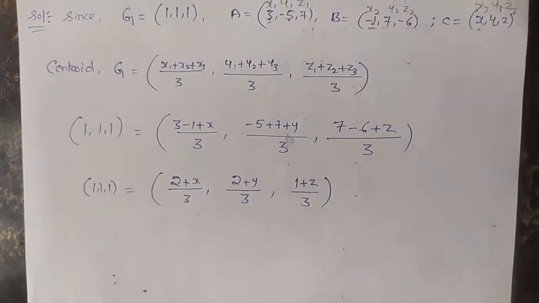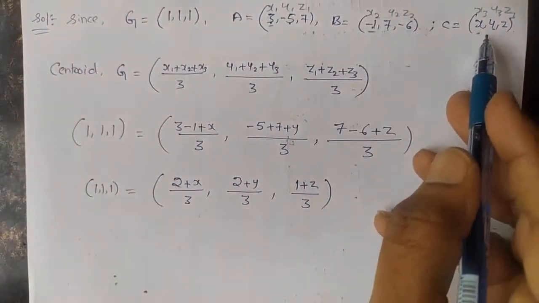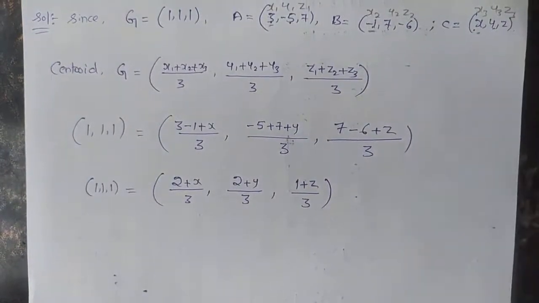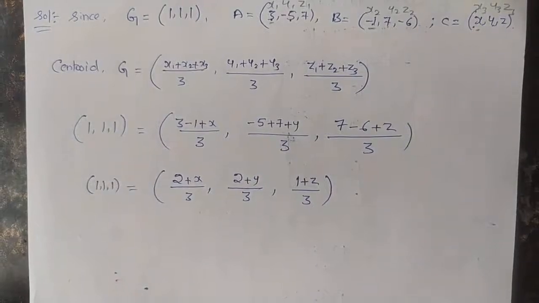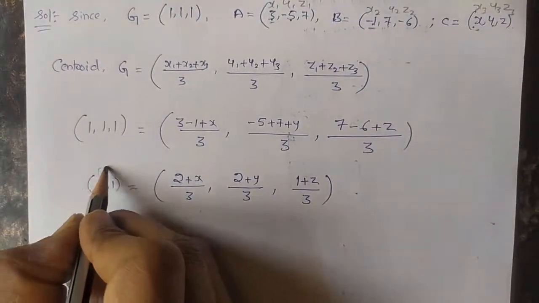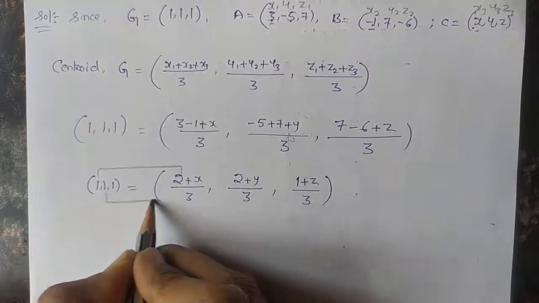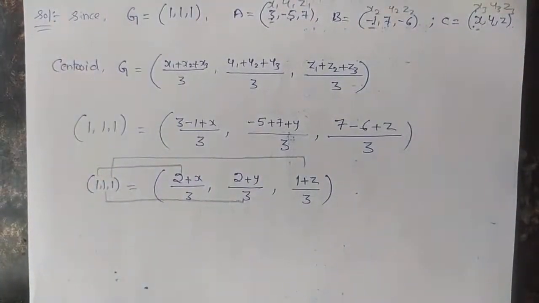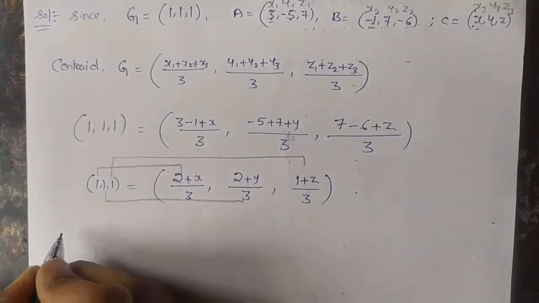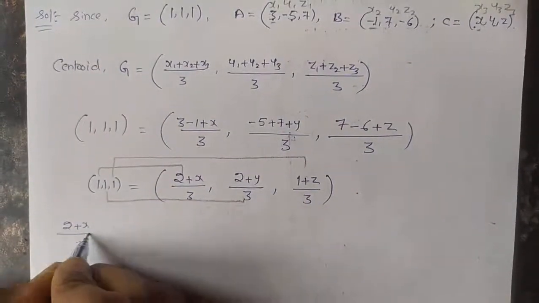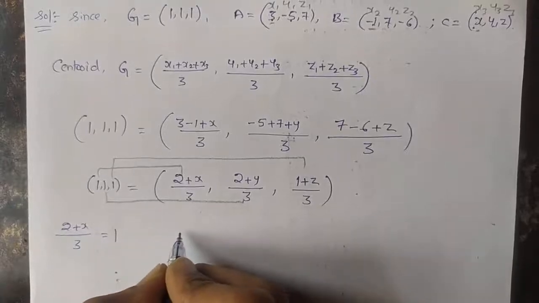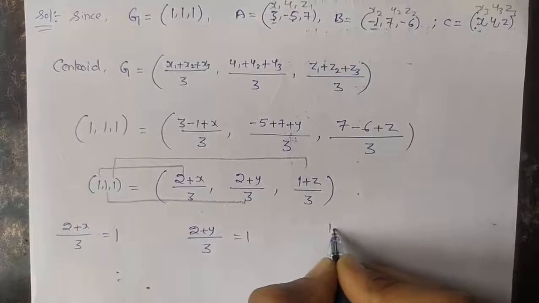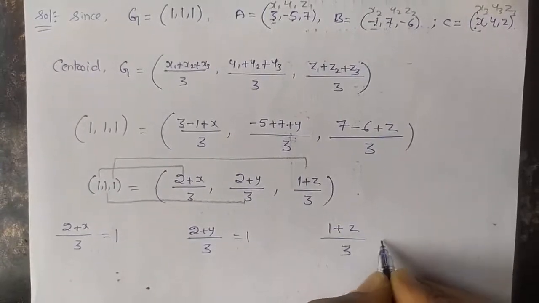We have to find the coordinates of the point C. Therefore we need to find the value of x, y, z, so you just compare the x coordinate, y coordinate and z coordinate. We will get the values of x, y, z. So 2 plus x by 3 equals to 1. Next, 2 plus y by 3 equals to 1. 1 plus z by 3 equals to 1.